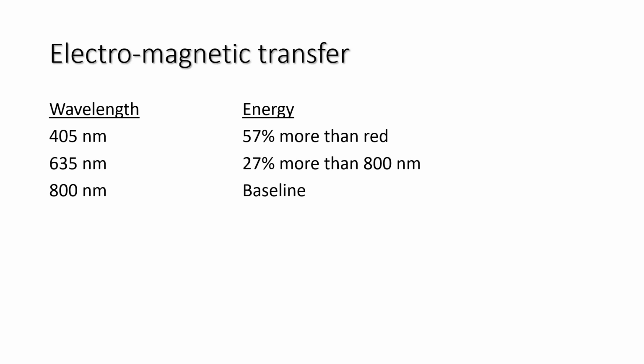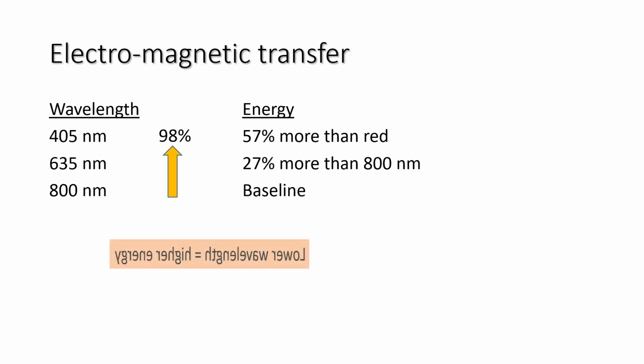Ultimately, when you compare the electromagnetic transfer of energy, many lasers out there are between 800 and 810 nanometers. If you compare the 635, there's a 27% more release or increase, if you will, of energy than an 800 nanometer. And from 635 to 405, there's a 57% increase in the violet to the red light. When you combine them, it's almost 100% change from using an 800 nanometer light to a 635 and a 405 combined. So the takeaway is the lower the wavelength, the higher the electromagnetic transfer of energy.